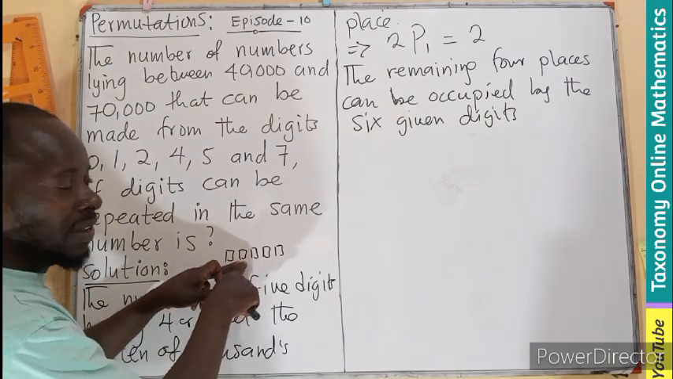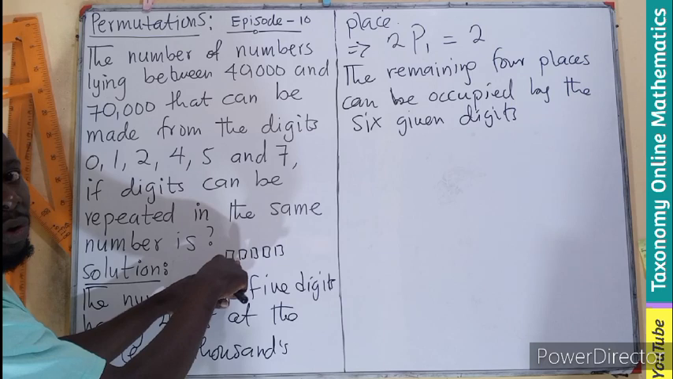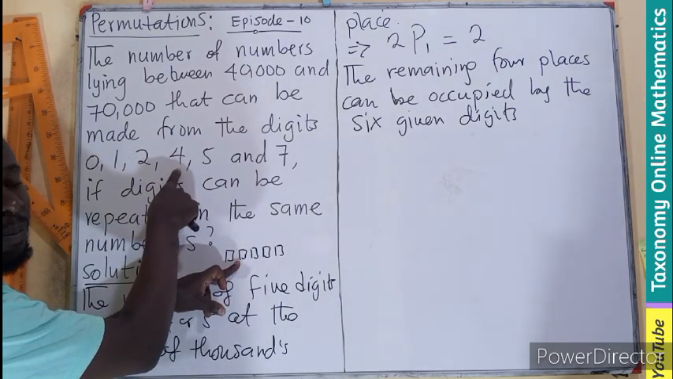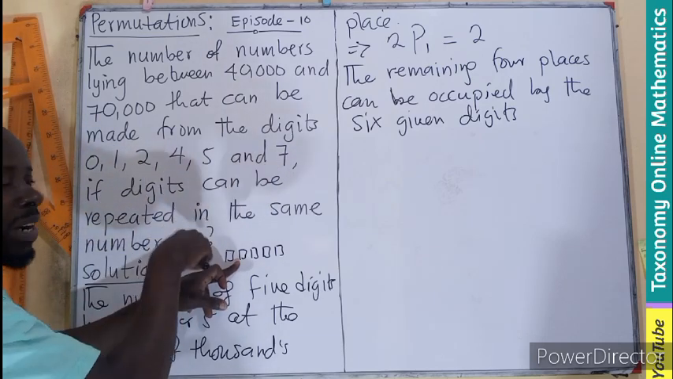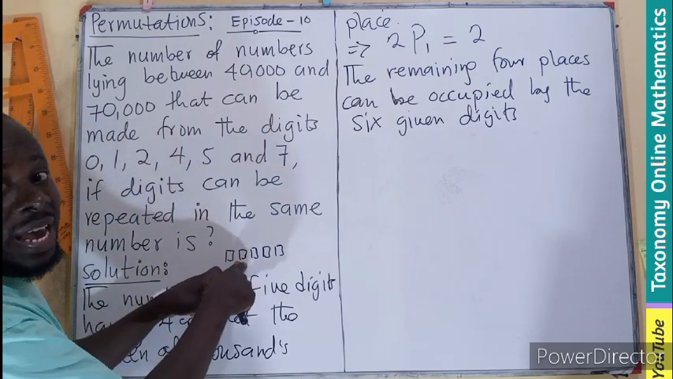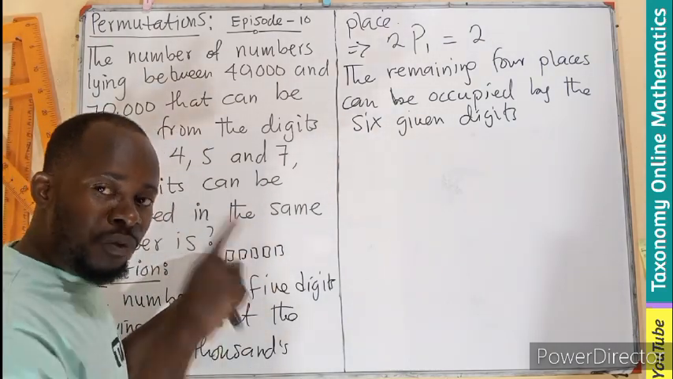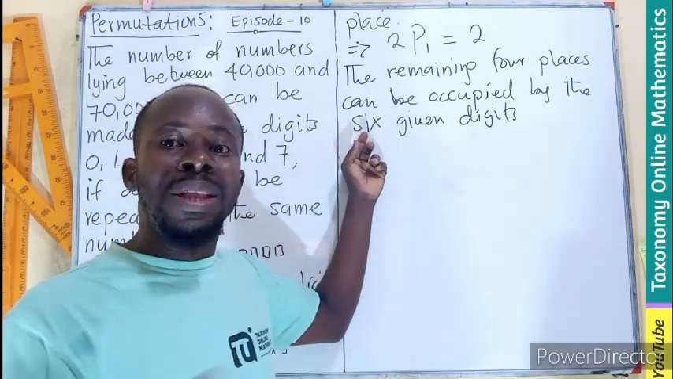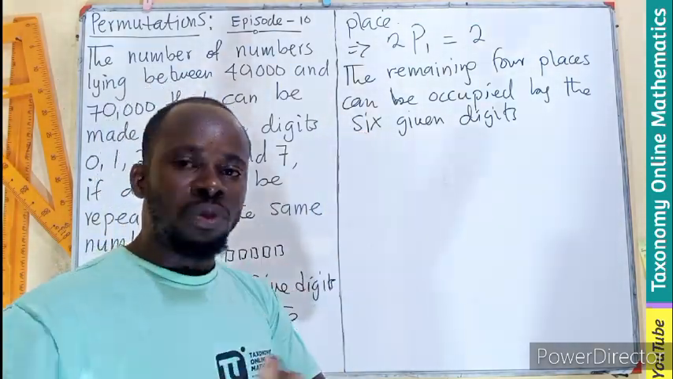In these places, which of these numbers can be here? I've used 4. If there is no repetition, it means 4 will not be used again. But because there is repetition, the 4 can appear here again. It could be 4, 4, 4, 4 in all places. So 4 will still be available. If 4 is going to be available, it will still make the numbers to be 6. So there are 6 digits to pick from.